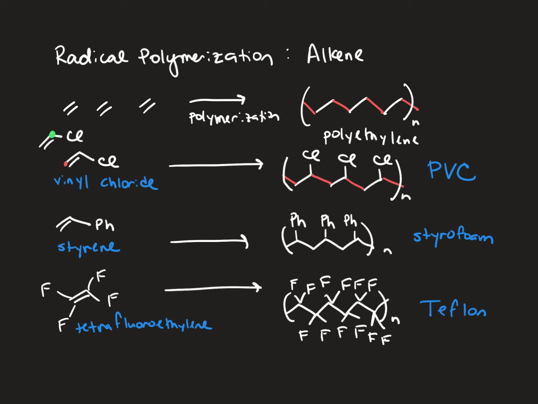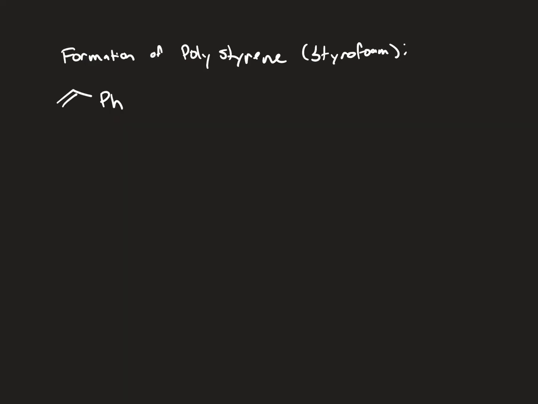So in the next slide, we're going to look at the mechanism of how these radical polymerizations occur and why we get this specific head-to-tail pattern. So for this, we're going to look at the formation of polystyrene, otherwise known as styrofoam.